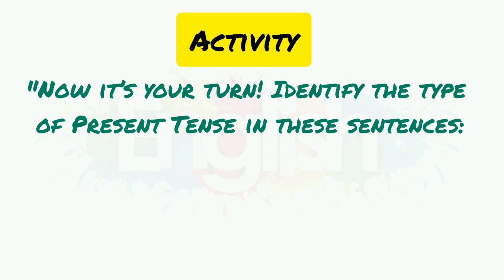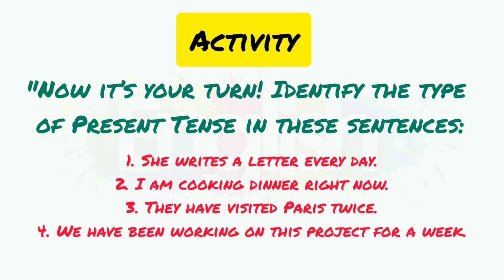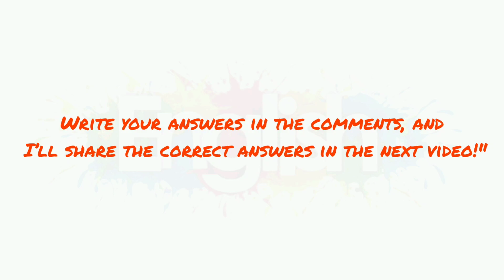Activity, now it's your turn. Identify the type of present tense in these sentences. 1. She writes a letter every day. 2. I am cooking dinner right now. 3. They have visited Paris twice. 4. We have been working on this project for a week. Write your answers in the comments and I'll share the correct answers in the next video.